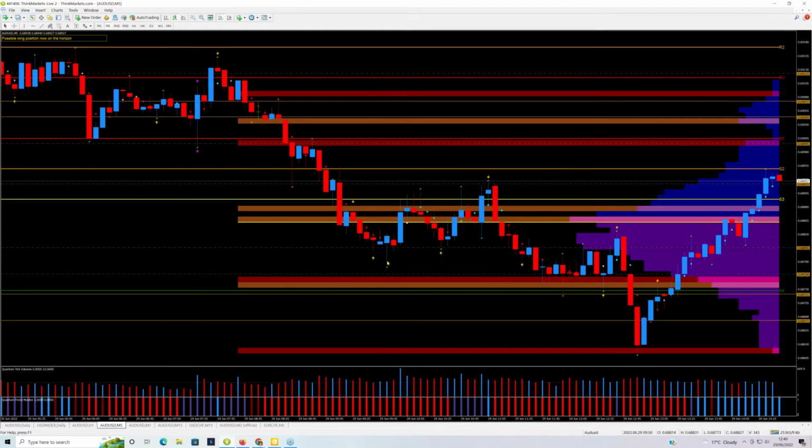It's got a deep wick to the bottom of the candle. It's a classic hammer candle, and you think, oh, great. You know, this trend has been coming lower. Now's the time to go, potentially go higher.